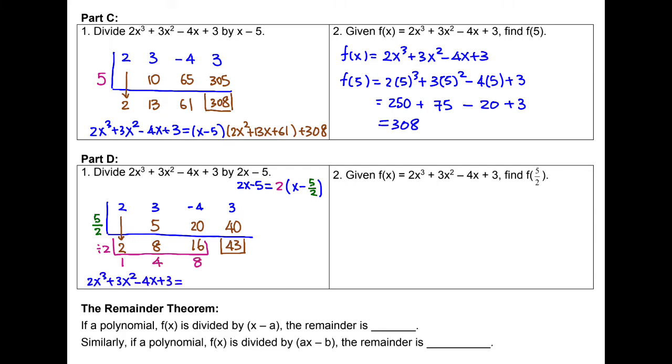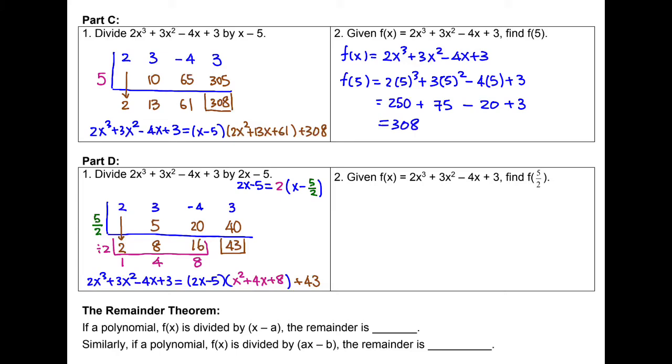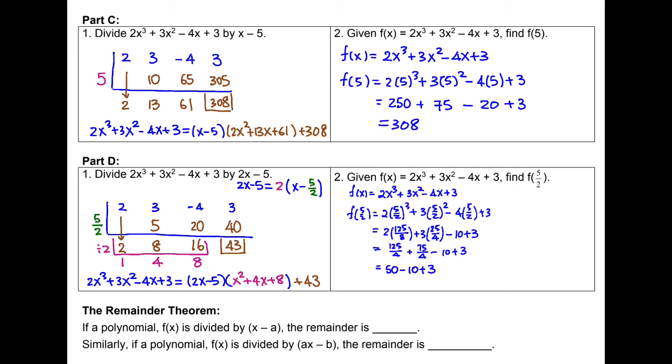And now let's make a division statement. Our dividend equals the divisor 2x minus 5 times the quotient x squared plus 4x plus 8 plus a remainder 43. Now let's do the calculation on the right. So given f(x), now we want to find f at 5 over 2. That means all the x values are replaced by 5 over 2. And let's expand and simplify. We also get a value of 43, which is the remainder resulting from the synthetic division.